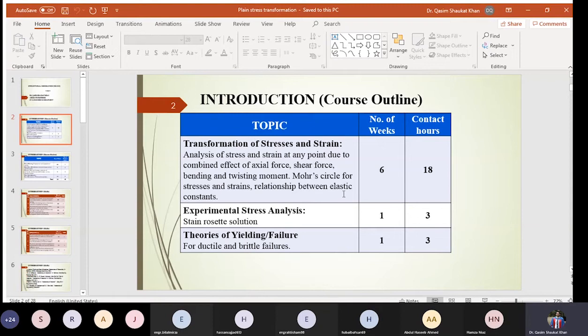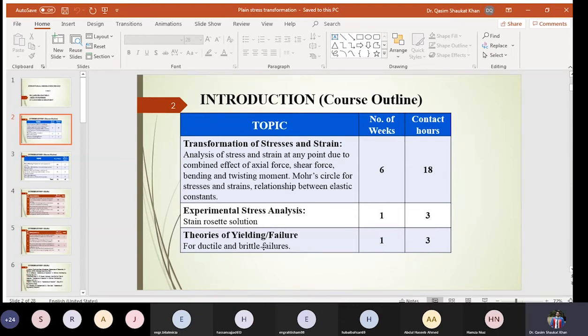Now, to explain these four different types of failures: one for the ductile and another for the brittle material tested in tension, and the third for the ductile and fourth for the brittle material tested under torsion. So you will have four different types of failures. Those four failures will be justified with these four theories. So we will study four theories.